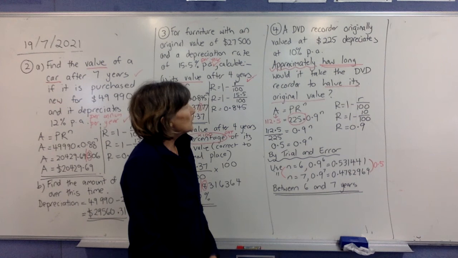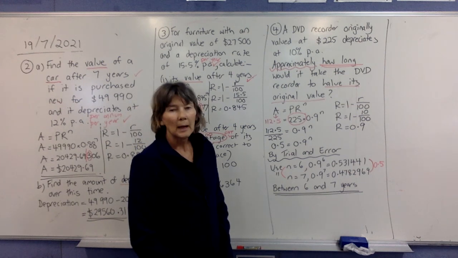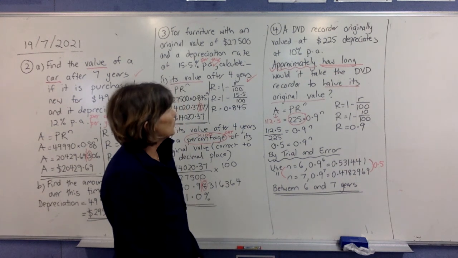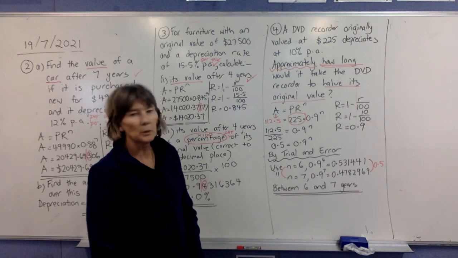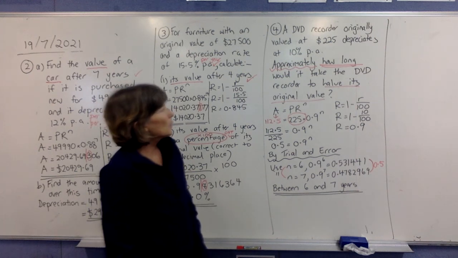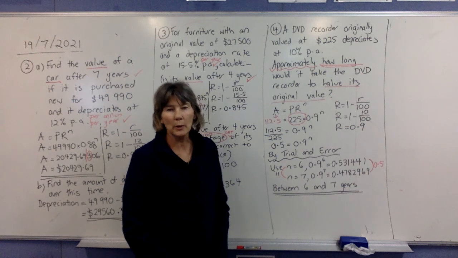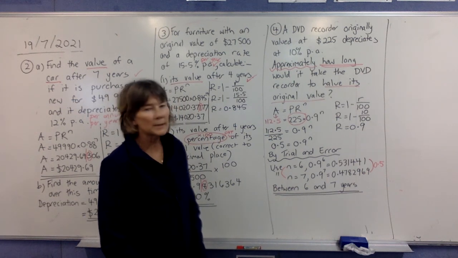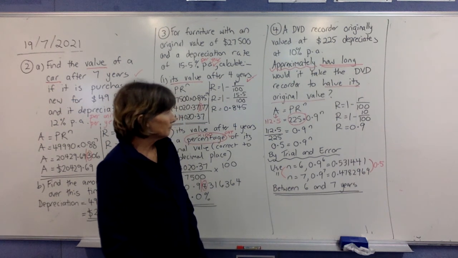All right, now this question's harder again. And I'll explain a little bit on how to do these when you get them in your homework. So a DVD recorder, originally valued at $225, depreciates at 10% per annum per year.